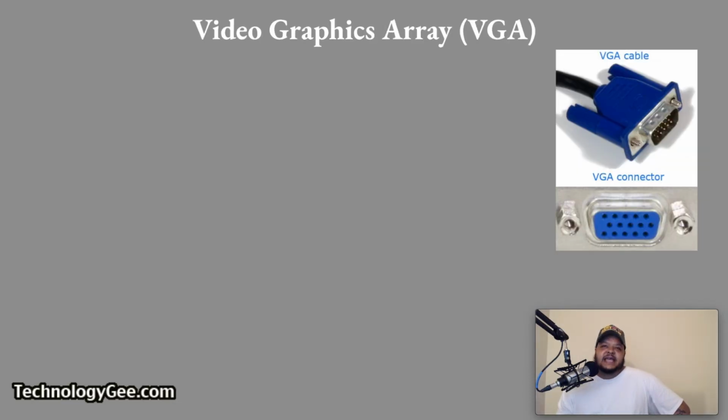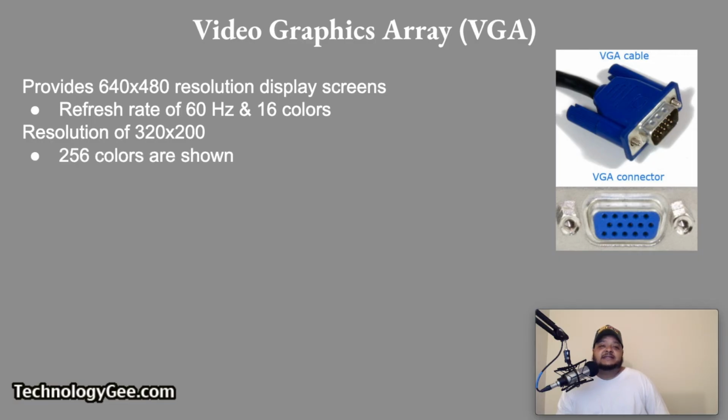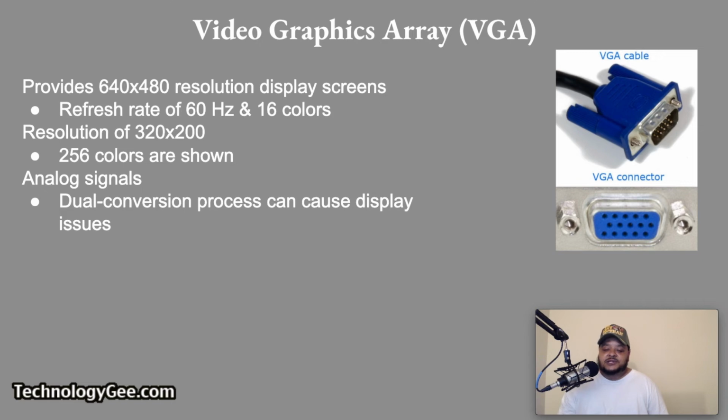Let's talk about VGAs, video graphics arrays. So a VGA, or a video graphics adapter or array, is a popular display that provides 640 by 480 resolution color display screens with a refresh rate of 60 hertz, and 16 colors are displayed at a time. If the resolution is lowered to 320 by 200, then 256 colors can be shown. VGA uses analog signals, which means it is only capable of lower resolutions and lower quality displays on screen.